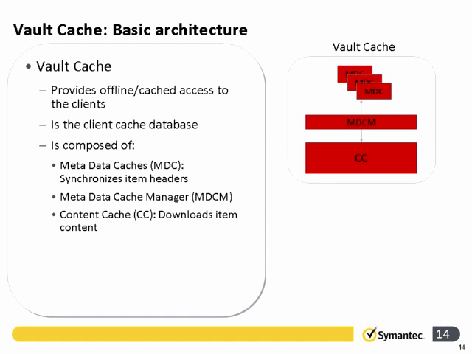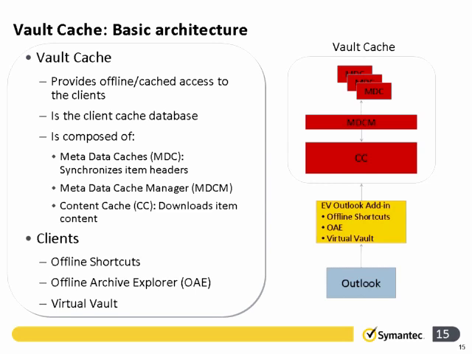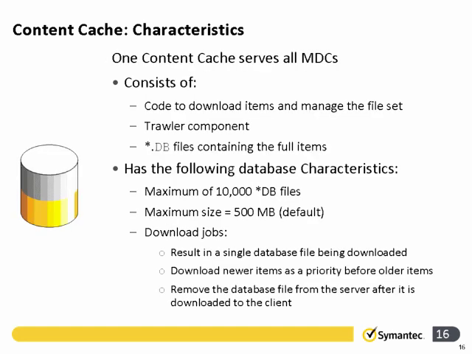Also, as part of the Vault Cache, we have the Content Cache, and this Content Cache is responsible for actually downloading the actual content of the messages that are in your archive. And this is called the content synchronization, to perform that download of that content cache. The clients themselves are going to connect to the Vault Cache either through offline shortcuts, the offline Archive Explorer, or through the Virtual Vault. So again, this shows you that you have to have Vault Cache in order to be able to configure and use Virtual Vault.